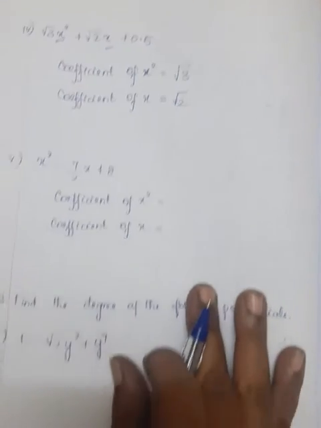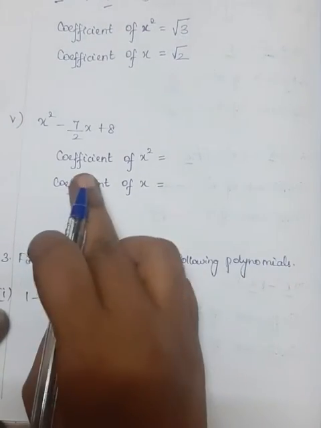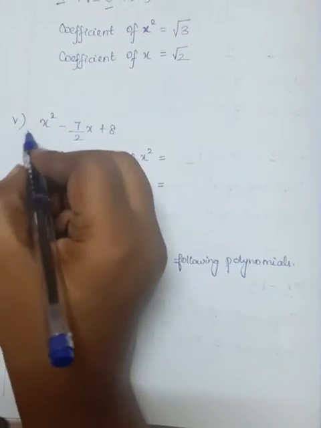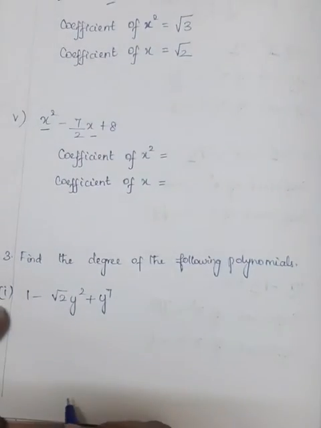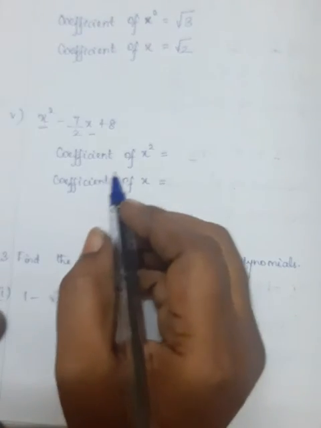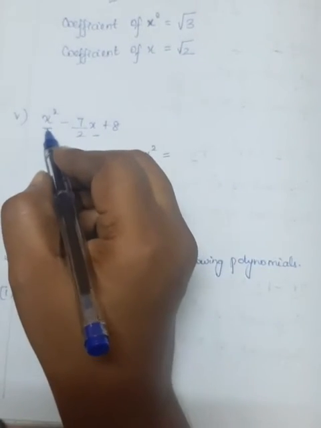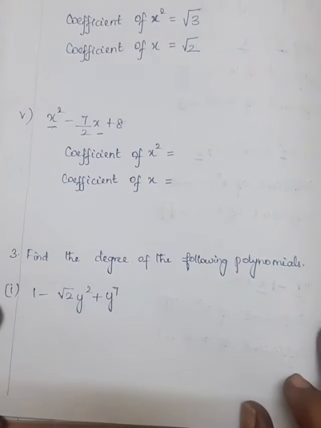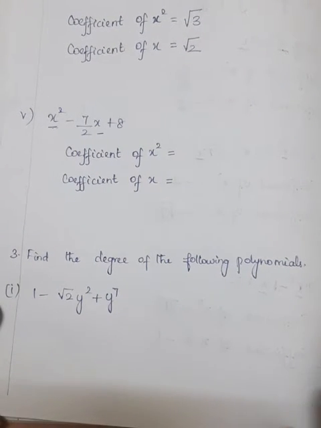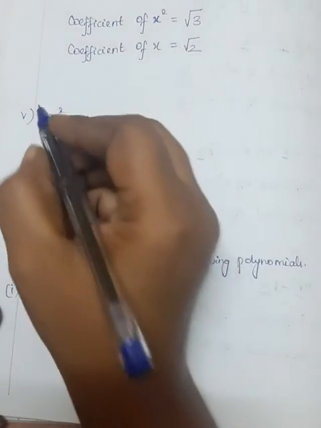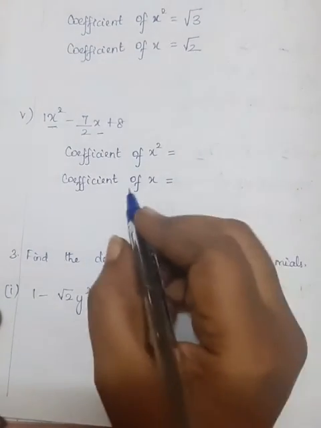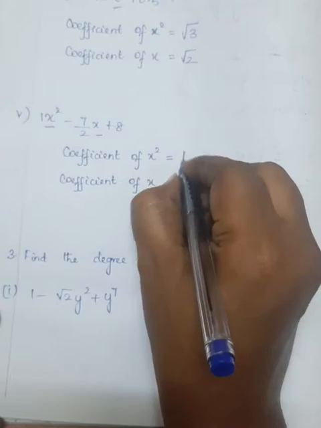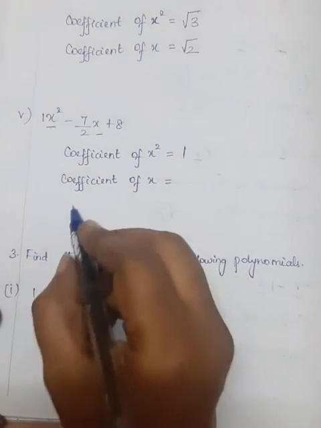Okay, now let's see the fifth subdivision. Coefficient of x square. X square is here and x is here. Coefficient of x square means we have to take the value before x square. Before x square, see here, I don't have any value, right? If there is no value, what I have told you, it is understood, it is 1. So the coefficient of x square is 1.